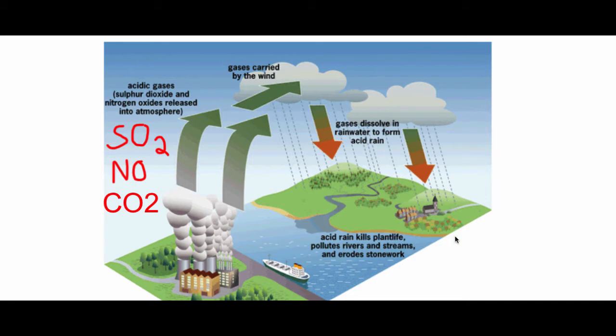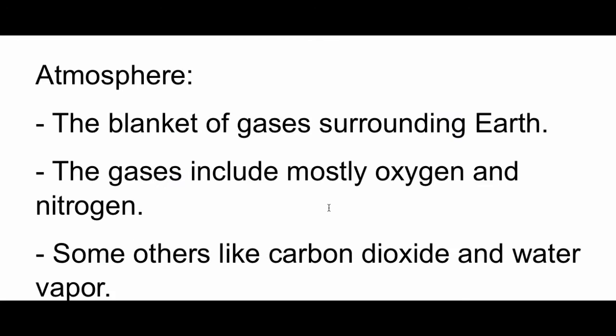We're not going to talk too much about acid rain right now, but what I really want you to get out of this picture is the fact that when fossil fuels are burned, they release gases. These gases are bad. So really quickly, the atmosphere is just a blanket of gases that surround the Earth. It's like a layer that protects us. It keeps us from getting too hot or too cold. It's kind of like Goldilocks. It's just right.